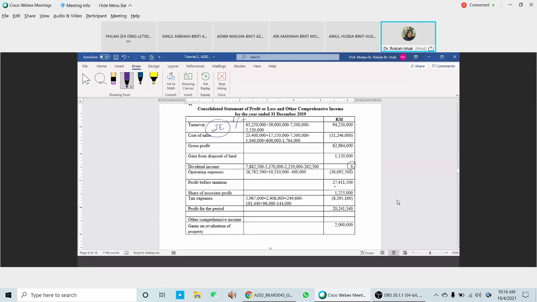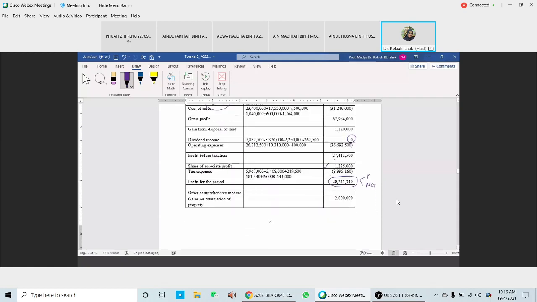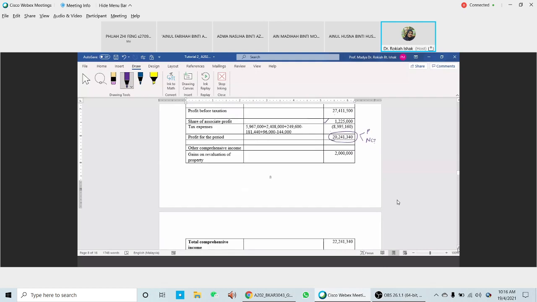And then profit before tax, tax expense, and then we have new items here, shares of associate profit. Okay, and then we have a profit for the period. So profit for the period here needs to be allocated between parent and NCI. Then we have gain on revaluation, which is an item for the comprehensive income. So at the end, we're going to have the total comprehensive income, which is the one that you add together, this 20 plus 2 here. So you're going to have 22,241,340.